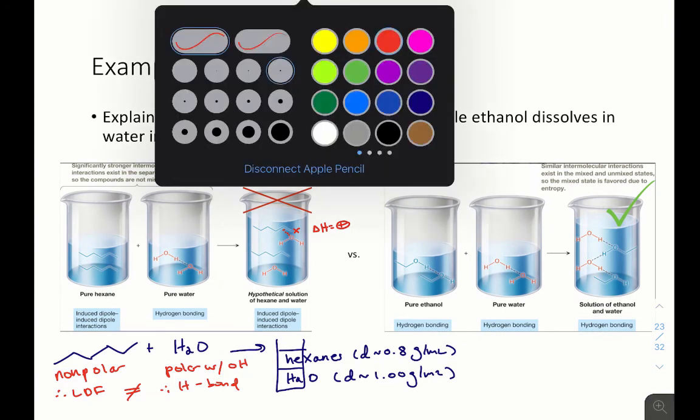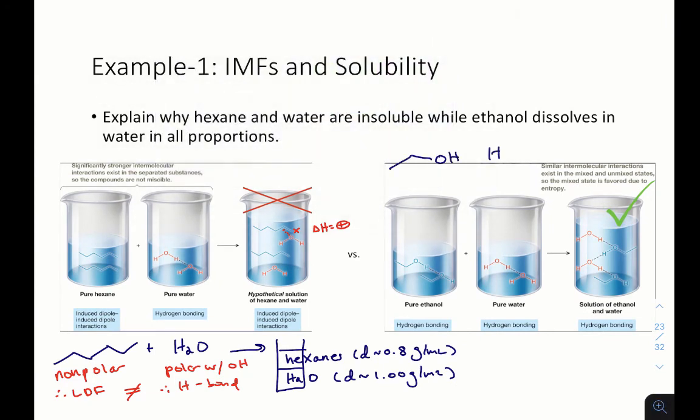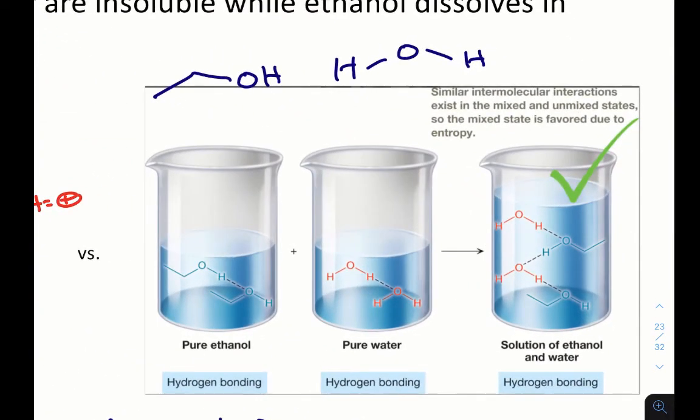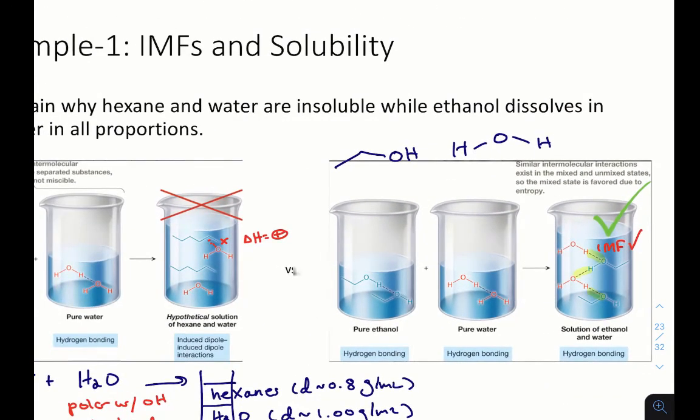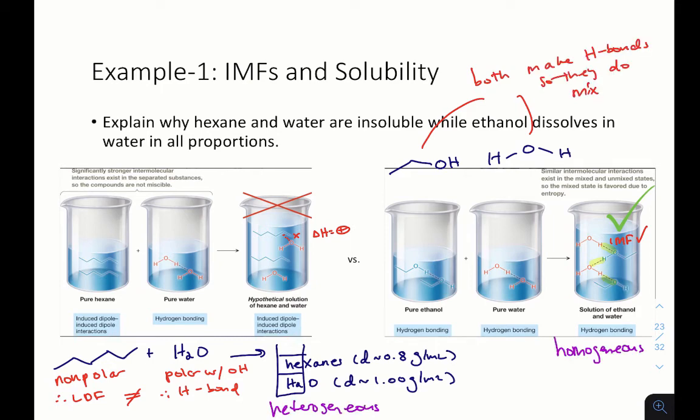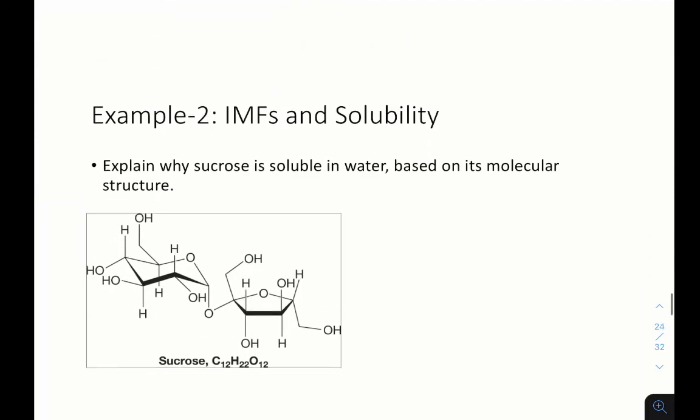On the other hand, ethanol and water both make hydrogen bonding interactions. And so because they both make hydrogen bonding interactions, they can engage in intermolecular forces with each other. Look at all those IMFs we have shown here. And because they can make intermolecular forces of attraction with one another, they do mix. And they do it so well that they mix in all proportions. I hope that sounds somewhat familiar. Let's continue talking about this and look at another example.